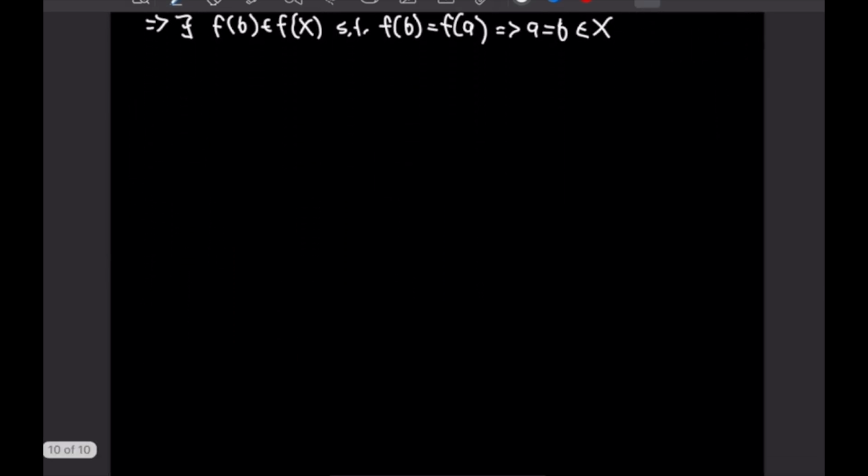So let's go ahead and get into our second proof. And for our second proof, we will begin with the forward direction as well. So we want to suppose that the image of the preimage of Y is equal to Y for all Y which is a subset of B. And we want to show that this proves that the function is surjective.